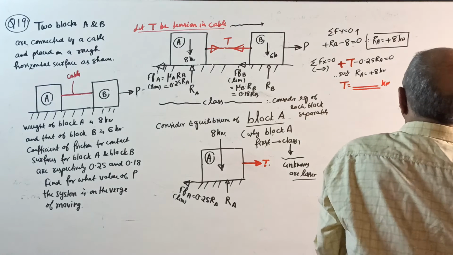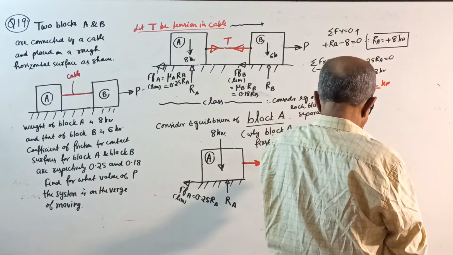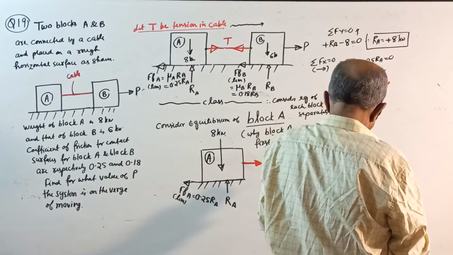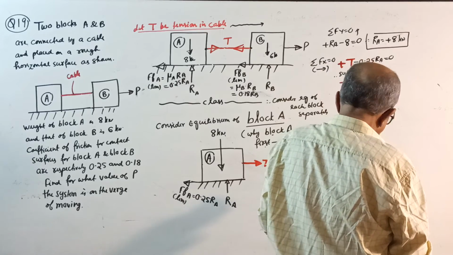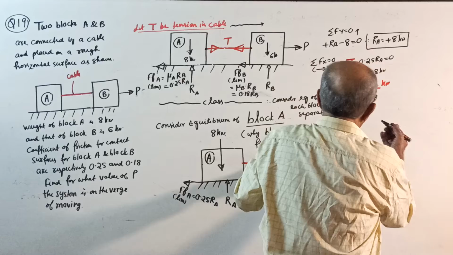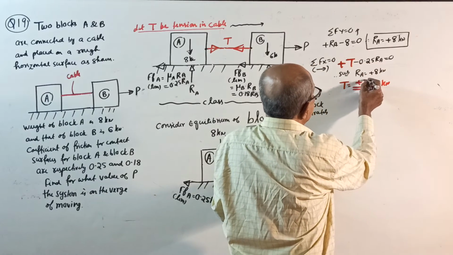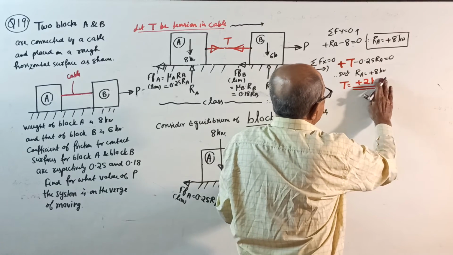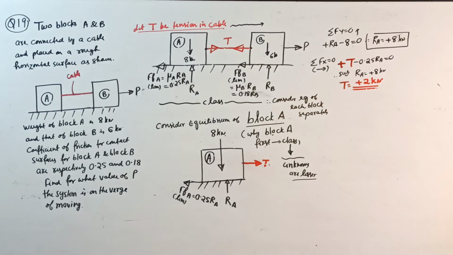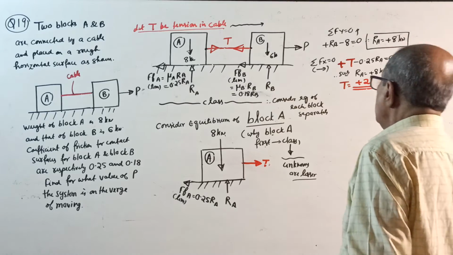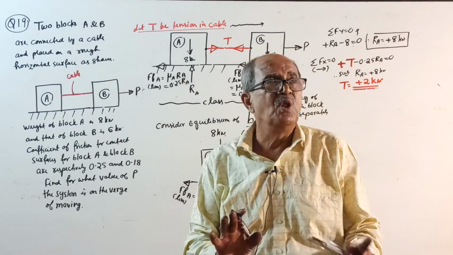0.25 into 8 is 2 kilonewton. Your T will come plus 2 kilonewton. Okay, now equilibrium of block A is over.